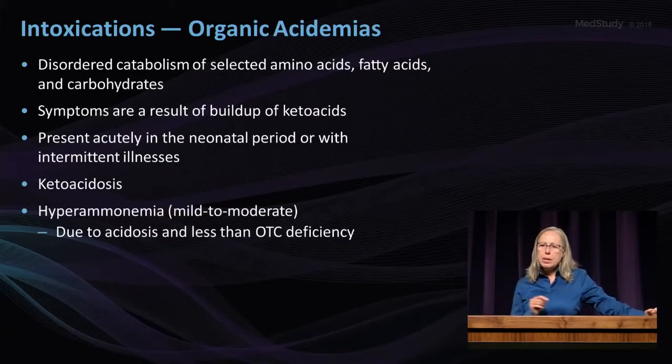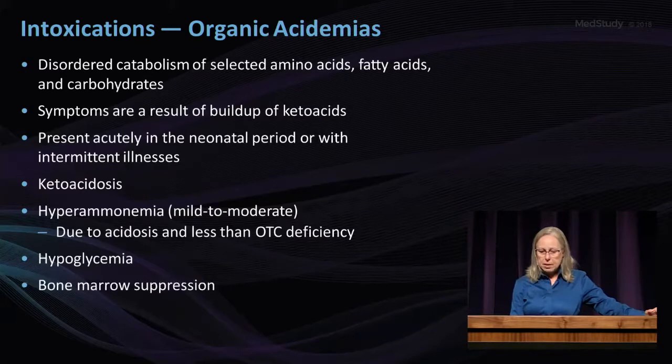The hyperammonemia is mild to moderate, and it's because you're acidotic. All your enzymes are unhappy when you're acidotic, including your urea cycle enzymes. So you may be given an ammonia that is mildly elevated, but it doesn't look like OTC deficiency. So once you correct the acidosis, the ammonia should correct as well. Hypoglycemia and bone marrow suppression can also be seen.